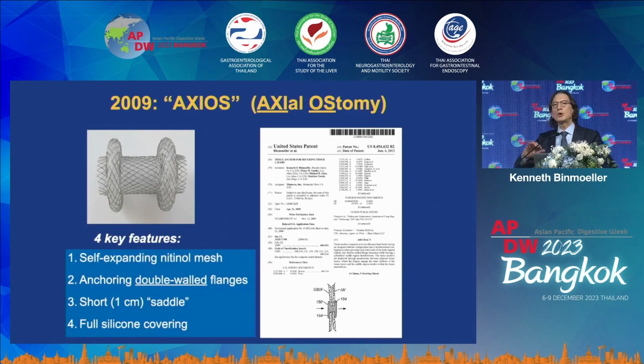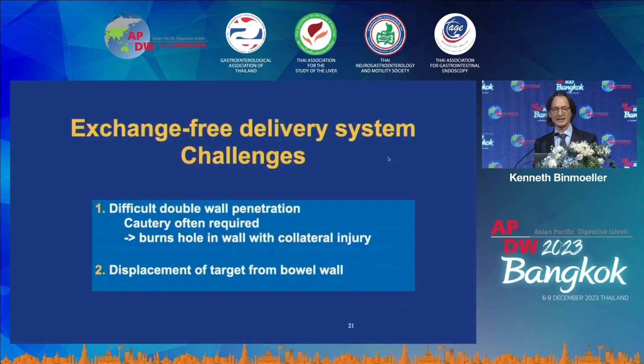So we went through multiple different prototypes, embodiments, iterations, but finally this was the winner, the AXIOS, which is an acronym for axial ostomy, AXIOS, with 4 key features. There's a self-expanding nitinol mesh, anchoring double-walled flanges, a short saddle, in this case originally 1 centimeter, full silicone covering. And you can see it took 4 years from the filing of the concept for AXIOS, for this particular type of LAMS, until finally the patent office granted the patent.